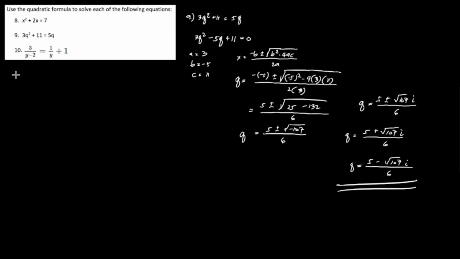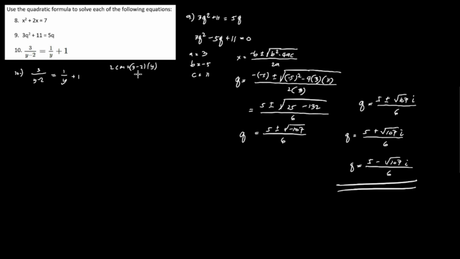Number 10: 3 all over y minus 2 is equal to 1 over y plus 1. Based on the LCM, the lowest common multiple, the first denominator is y minus 2, and another denominator is y.